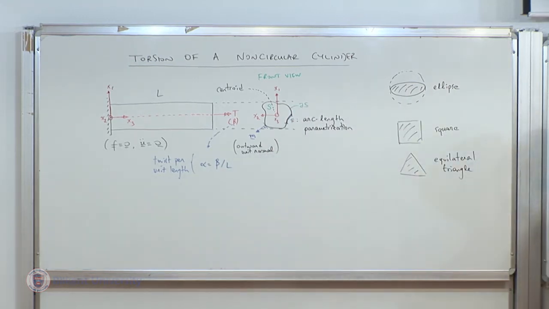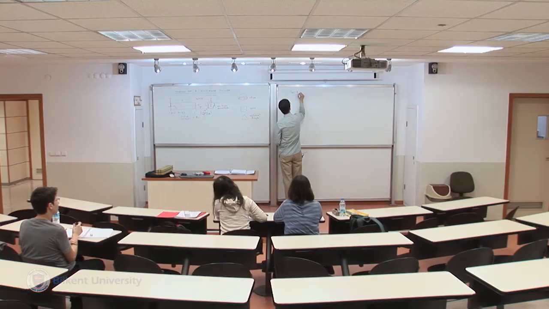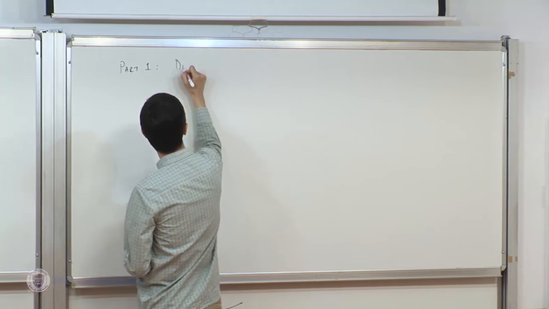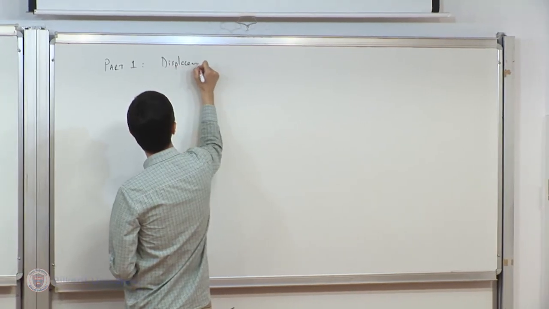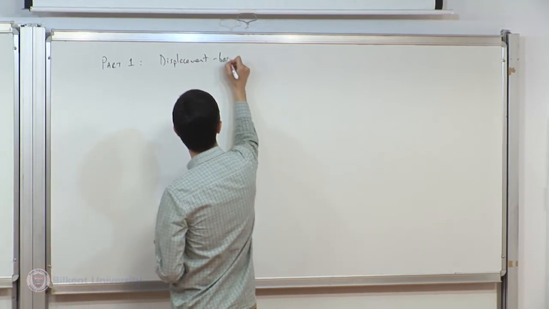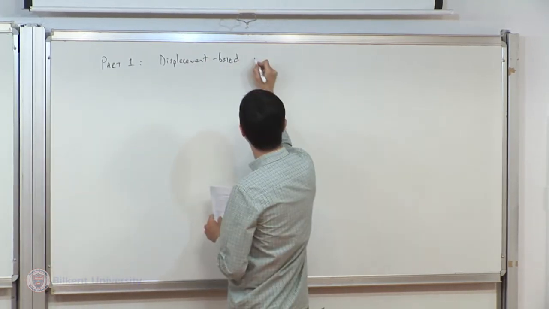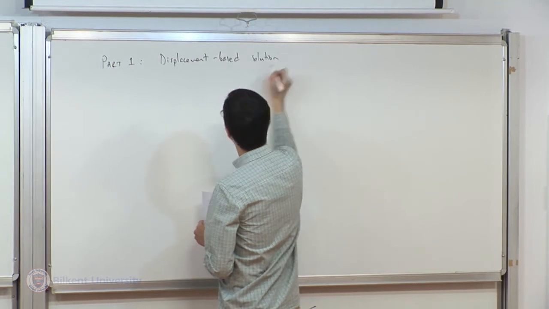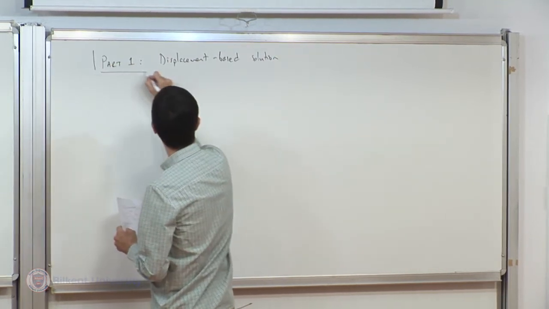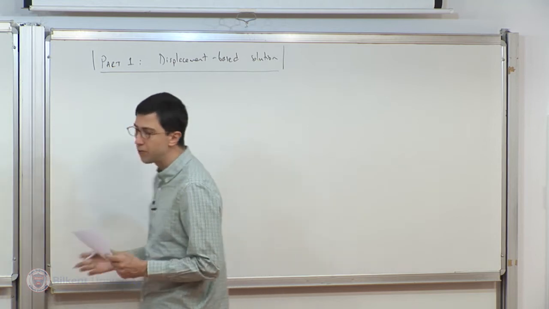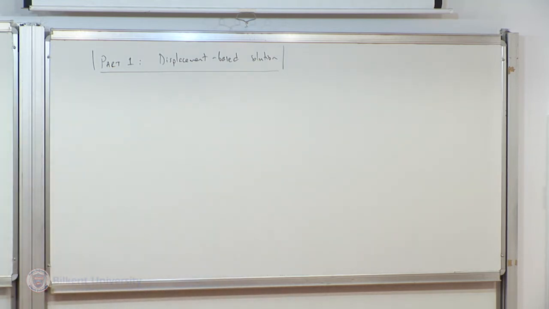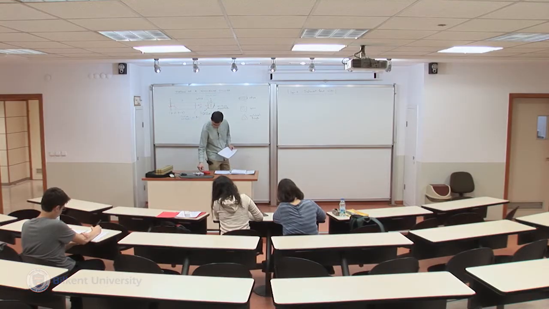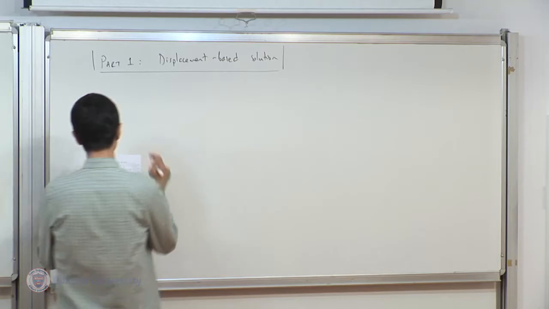And as I told you, it admits a displacement as well as a stress-based approach. So now I'm going to start with the first one, which is the displacement-based solution. So that's part one. Part two will be stress-based solution, and part three will be a case study of the elliptical cross-section. All right, so now let's proceed this way.